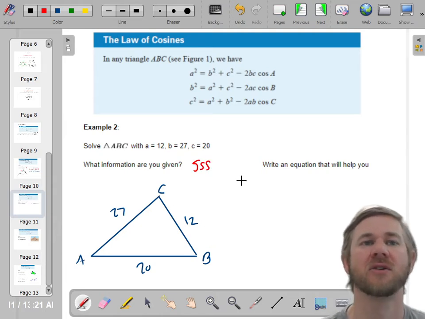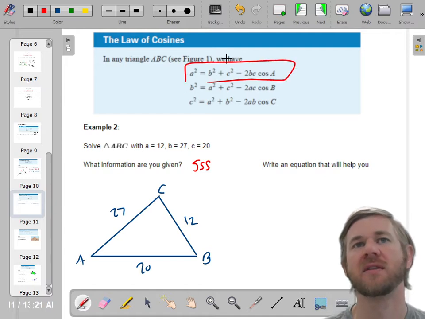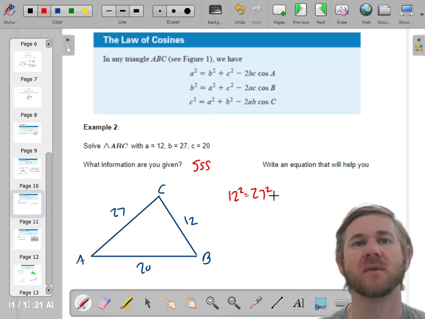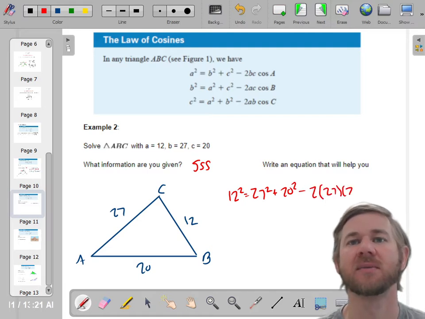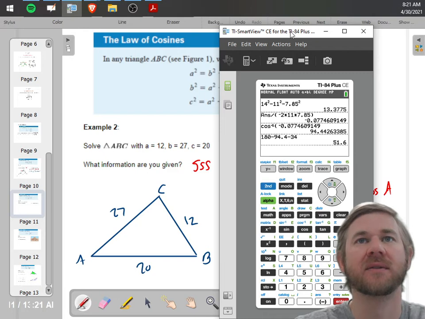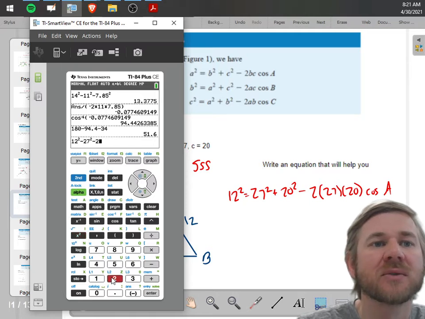So to find an angle, I'll just do A first. So a squared, I'm going to do this one. The only thing I don't know is the cosine of angle A. So a is 12 squared equals b squared, 27 squared, plus c squared, 20 squared, minus 2 BC, so 27 times 20, and that's times the cosine of A. So to type this in, we're going to do it in one quick effort. We're not going to struggle as much as we did last time. Minus 27 squared minus 20 squared.